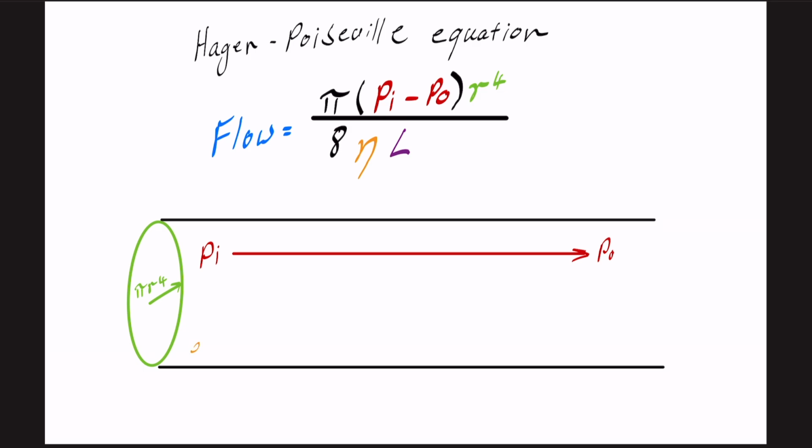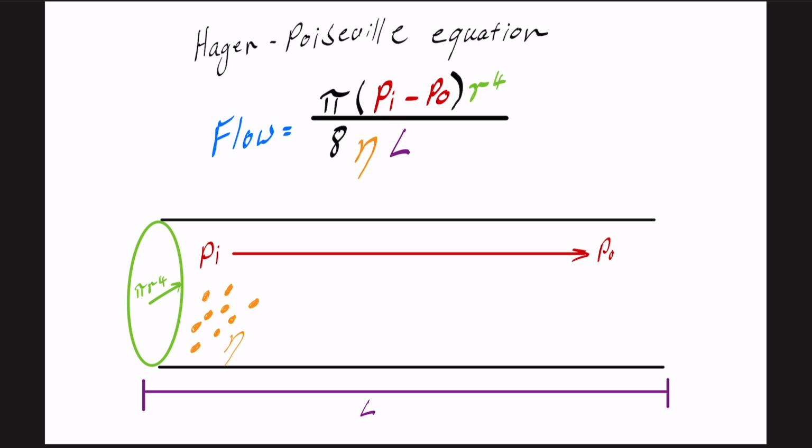And then at the bottom of our equation is 8 times viscosity, represented in orange here. So this is the density or the viscosity of the blood. And then the length of our tube. And this will determine our flow.